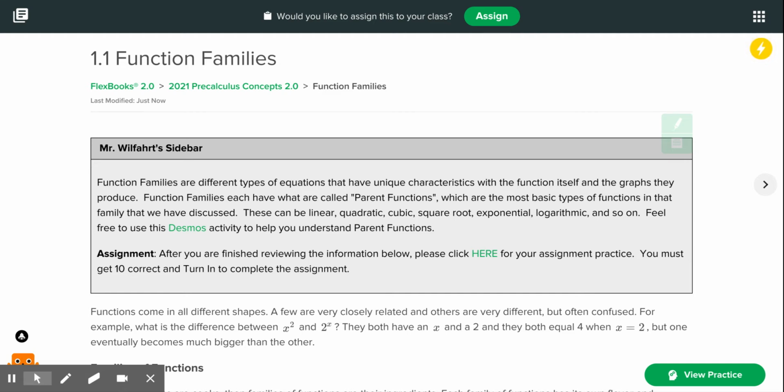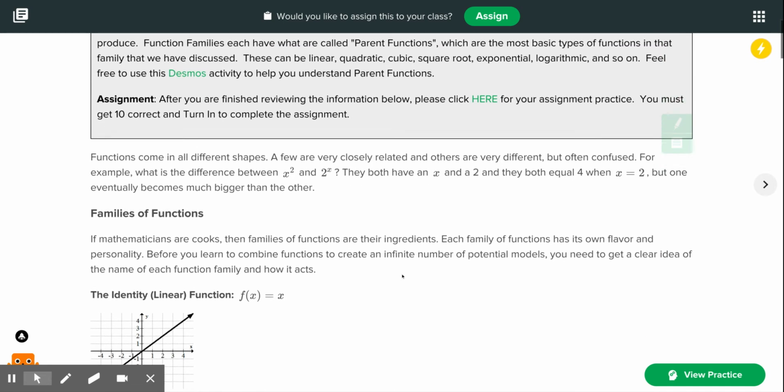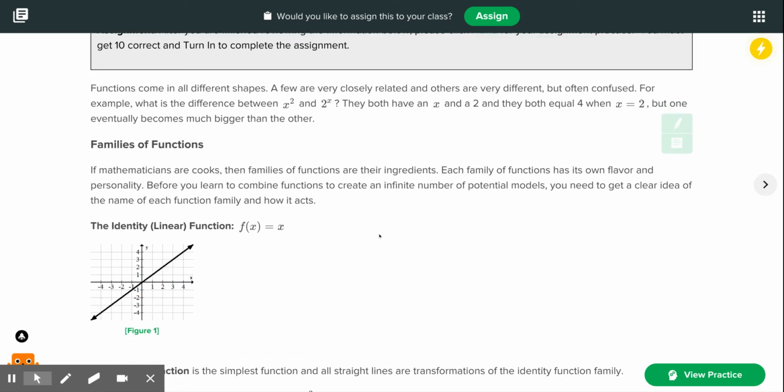Hopefully, you remember some of these, but as an example, they can be linear, quadratic, cubic, square root, exponential, log, and so on. I do have a Desmos activity that you can click on right here that will kind of help you with some of those. Here is the assignment, but before you do the assignment, before you click on that, what I would like you to do is make sure that you go down here and read through the section, and do any other research you need to take a look at the different families of functions and how they work.